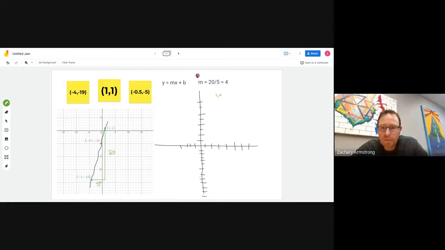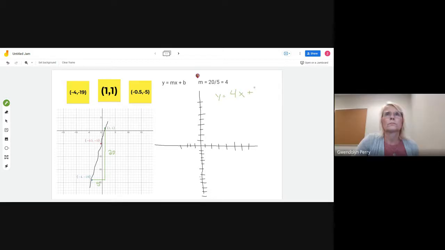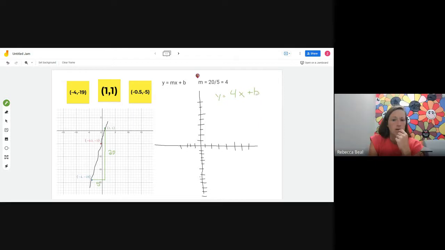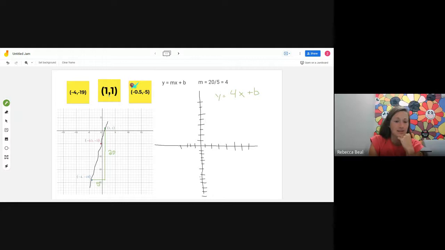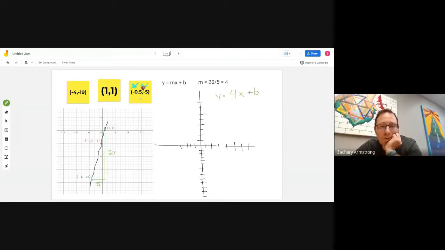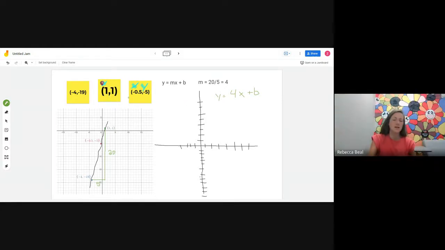So we have y equals 4x plus b, right? And I see three variables there: y, x, and b. Because we're trying to find b, I think we can plug something in for x and y. Can we use the really easy one, 1, 1 here? Yeah. Gwen, do you want to use? Oh, I see your letter. I'm just labeling them.